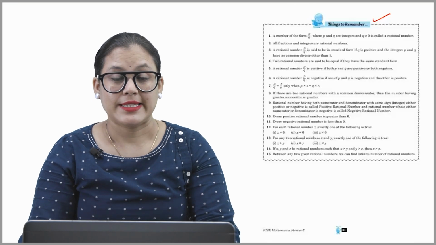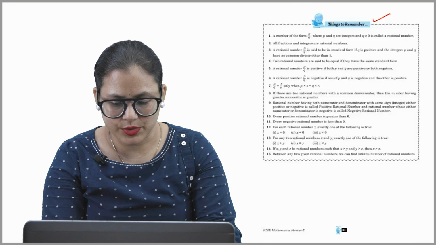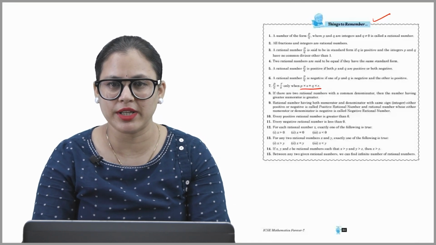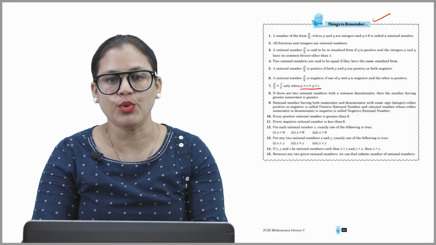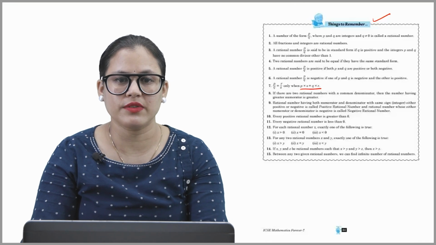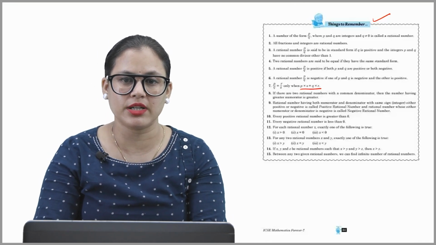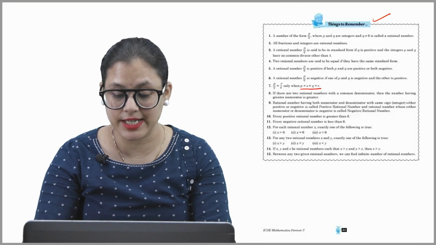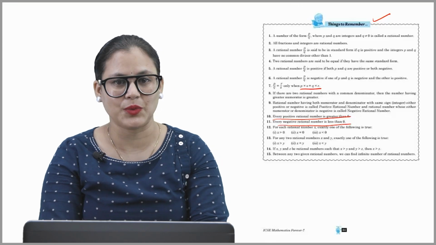7, p by q is equal to r by s only when p into s is equal to q into r. 8, if there are two rational numbers with a common denominator, then the number having the greater numerator is greater. 9, a rational number having both numerator and denominator with the same sign, either positive or negative, is called a positive rational number, and a rational number whose either numerator or denominator is negative is called a negative rational number. 10, every positive rational number is greater than 0 and every negative rational number is less than 0.